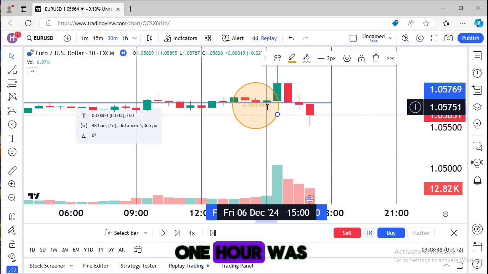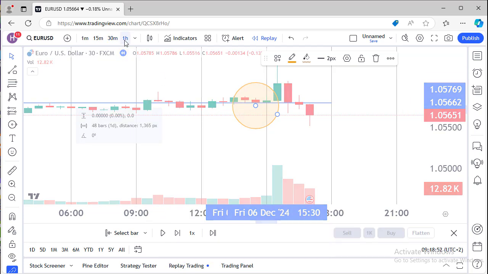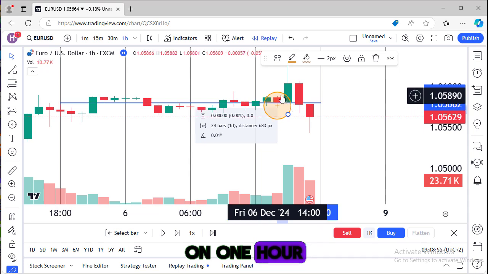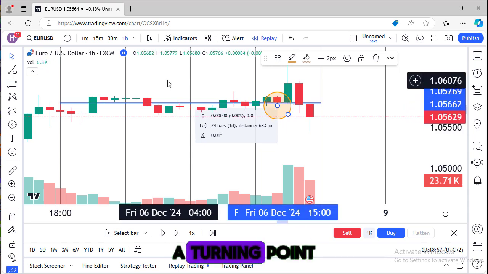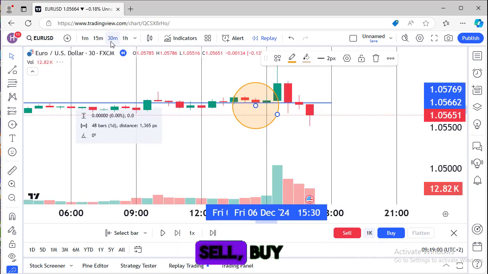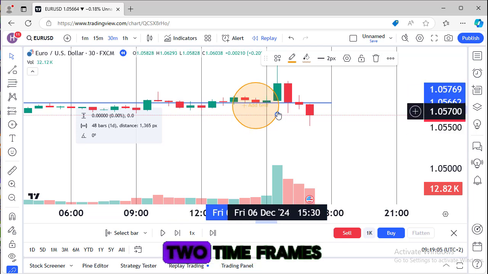So this is the point, sell, buy. 1 hour was right inside there. You can see it on 1 hour. Sell, buy, that was the turning point. On 30 minutes, sell, buy. So this is a special level. 2 turning points passing through the same point on 2 different time frames. Now, if you have it higher than that, we call those ones super special level.